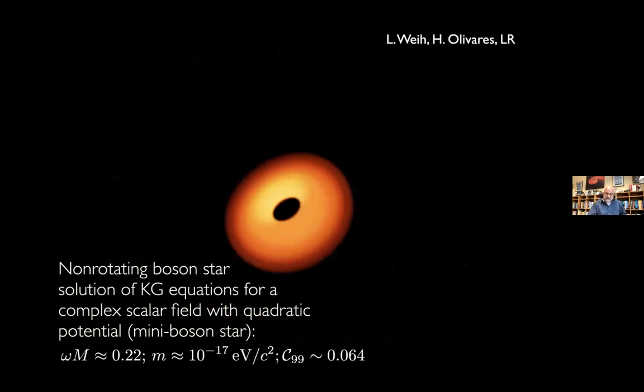You see just the torus, but you have to imagine that there is a boson star around, which I'm not showing. The boson star is taken as a solution of the Klein-Gordon equations with a complex scalar field and a very simple quadratic potential. These are the mass of the boson, and the compactness, which gives you an idea of how compact this object is, 6%. It's not huge, but it's a compact object.